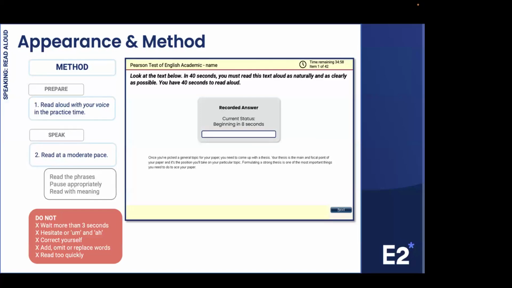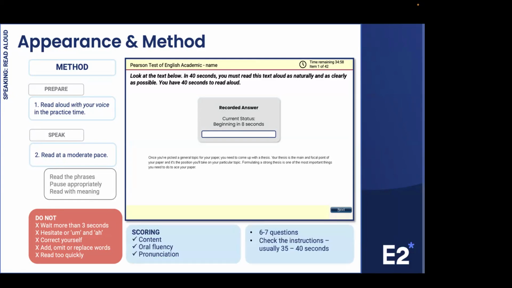Don't hesitate. Don't pause for more than 3 seconds. Don't hesitate by going um or ah. Don't correct yourself. Don't add, omit, or replace words. Don't read too quickly. You'll be marked on content, fluency, and pronunciation. And there'll be a number of these in each test.